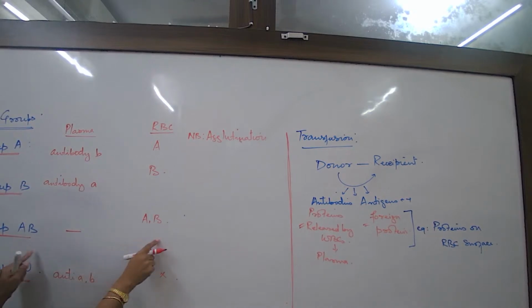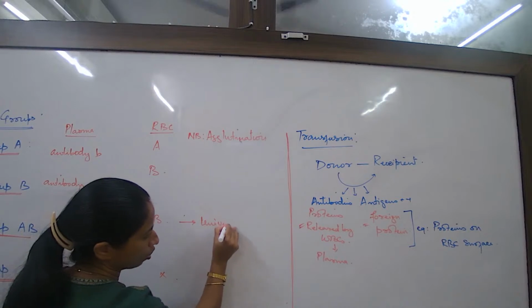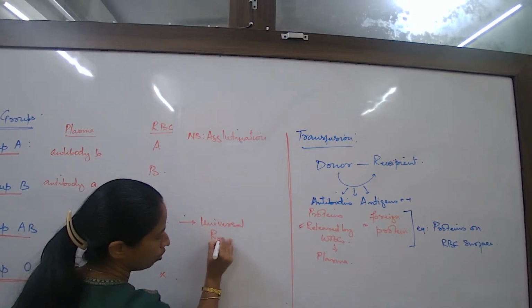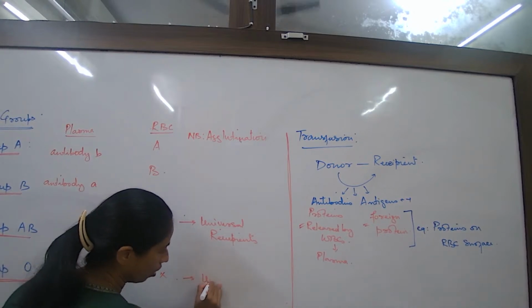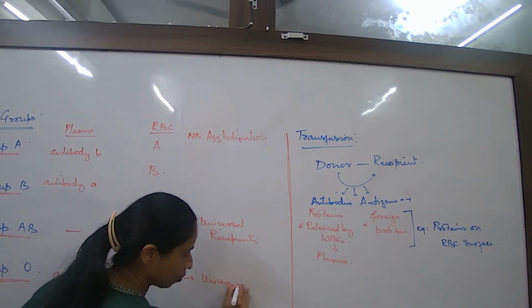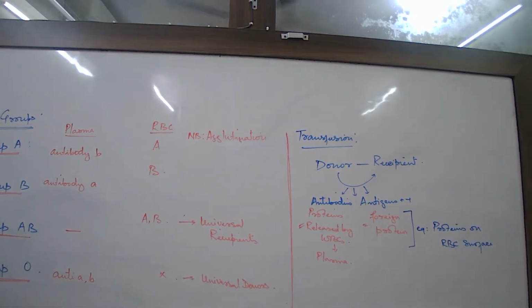Now, I say that these type of people who are having blood group AB are known as universal recipients. These are called universal donors. Let us see why. When we are talking about people having blood group O, they are called universal donors. Now why? This person can give blood to this also. Yes? This person can give blood to this also. Try to understand the logic.